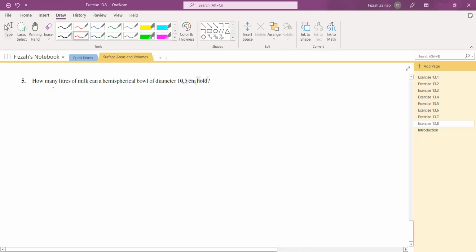Now, how many liters of milk can a hemispherical bowl of diameter 10.5 centimeters hold? How many liters means you have to find its capacity, that means its volume. So it's a hemisphere. Now the diameter is given, which is 10.5 centimeters, and so the radius of the hemisphere becomes 10.5 divided by 2 centimeters, which is equal to 5.25 centimeters, right?